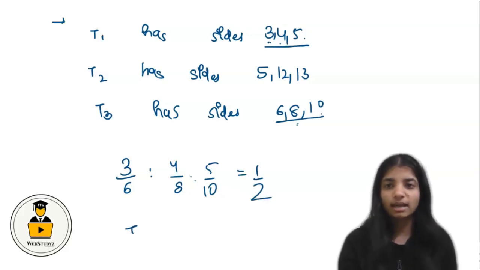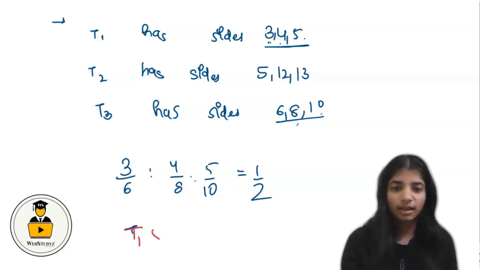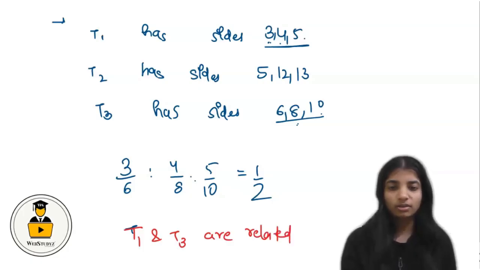So we can say that triangles T1 and T3 are related. This is the answer to the given question. Students, in order to solve this problem, we used the basic concept of relations and functions. I hope you understood the concept well.